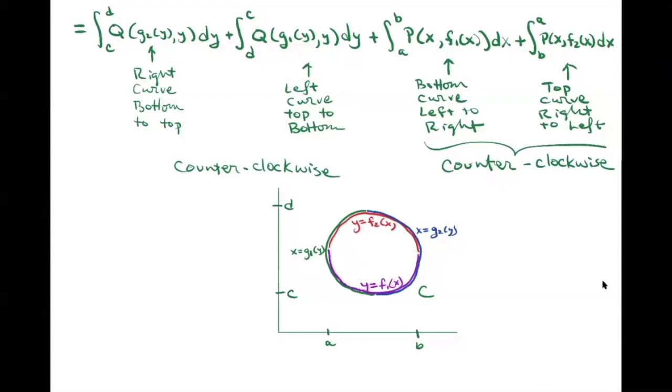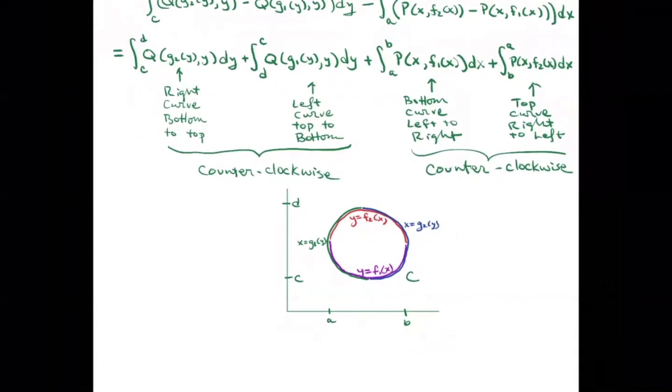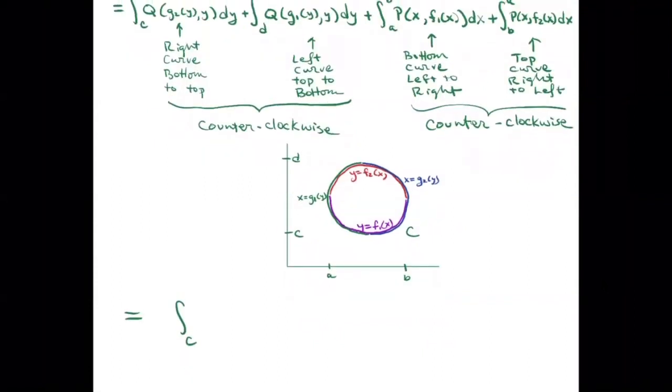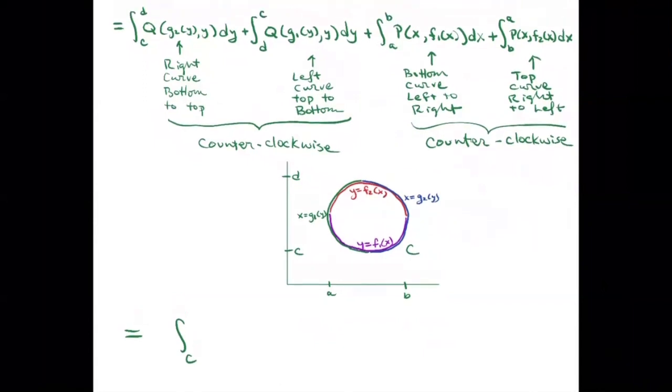So both integrals are integrating over the curve. They're both counterclockwise. They are therefore both line integrals. You can see that the first one is just a line integral over C. And since you're on C, it's implied that X will be G1 of Y and then G2 of Y. We can just say Q of XY and dy here.